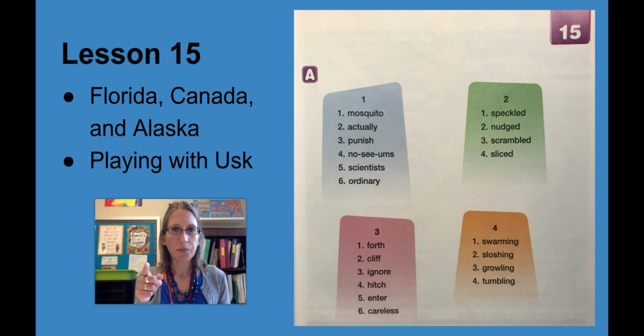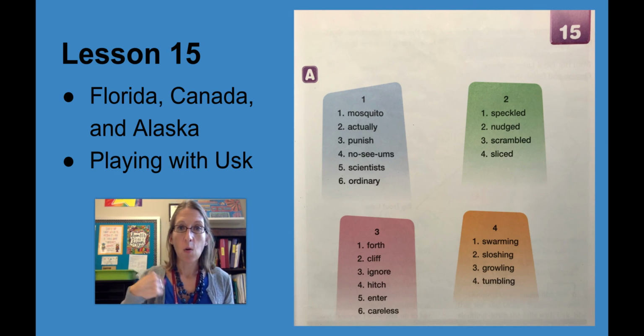Let's try the fast way. Mosquito. Actually. Punish. No-see-ums. Scientists. Ordinary. Nice job. Let's go to column 2.